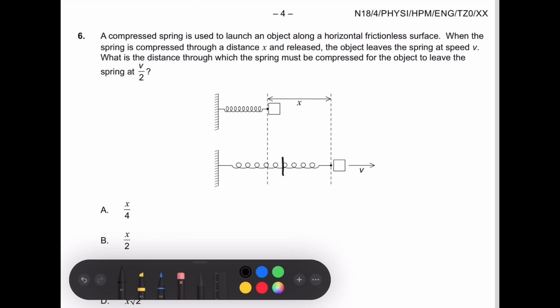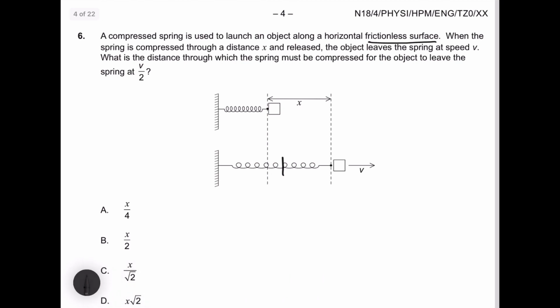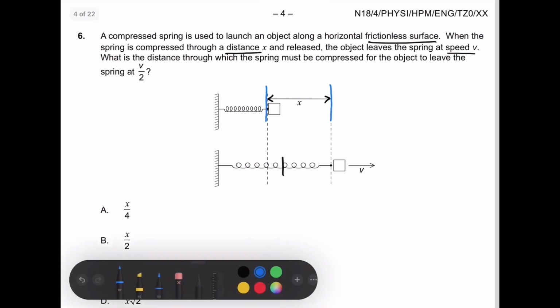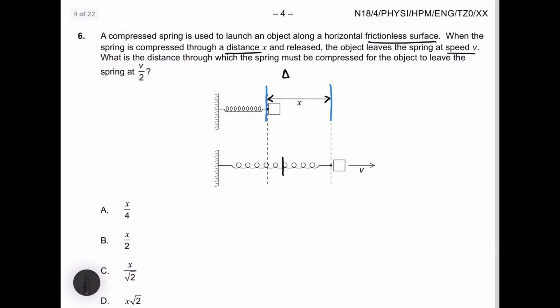So proceeding on to the next question, it states that a compressed spring is used to launch an object on a horizontal frictionless plane. So there is no friction. When the spring is compressed through a distance x and released, the object moves with a speed v. So suppose this is the natural state of the spring, and it's being compressed by distance x. So the compression of the spring, delta x, would be equal to x, right?